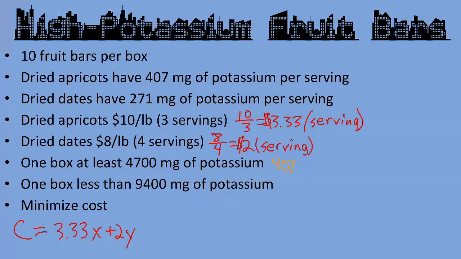That's the apricots, times X, plus 271 times Y has to be greater than or equal to 4,700.